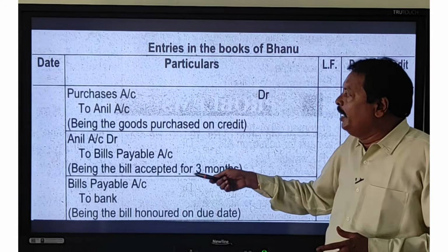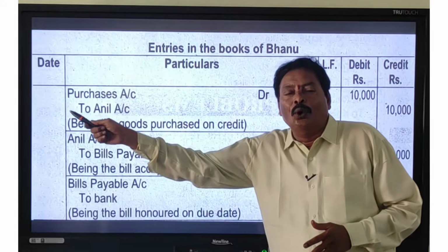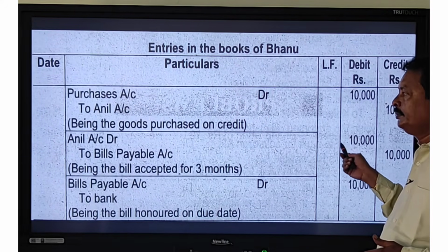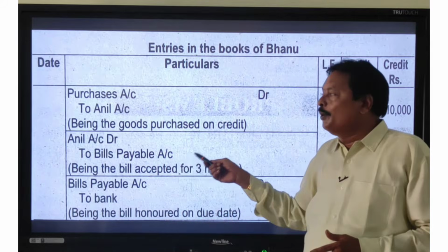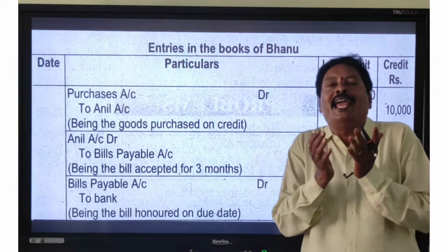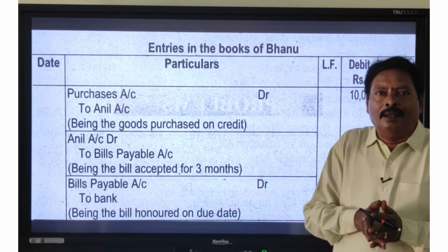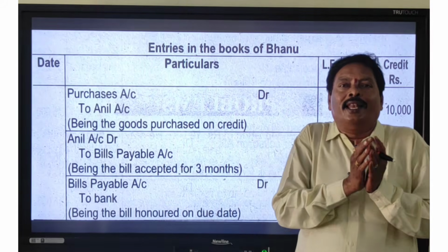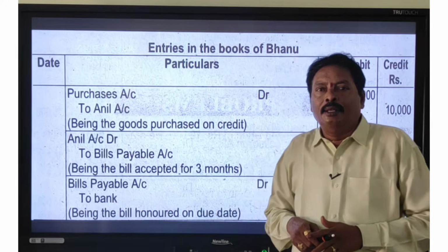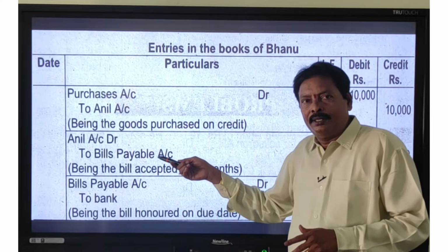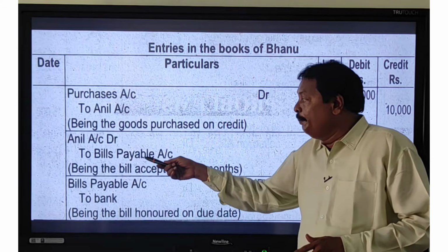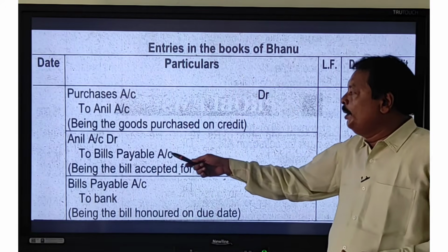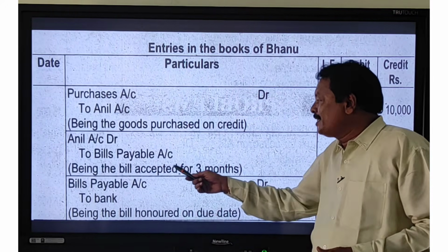So, Banu accepted the bill and sent it to Anil. Who receives? Anil receives. So Anil account debtor to bills payable account. This bills payable account is a liability. When we prepare the trial balance, assets should be debit, liabilities should be credit. Bills payable is credit, liability. That's why we have to credit the bills payable. Then the entry is Anil account debtor to bills payable account, being the bill accepted for 3 months.